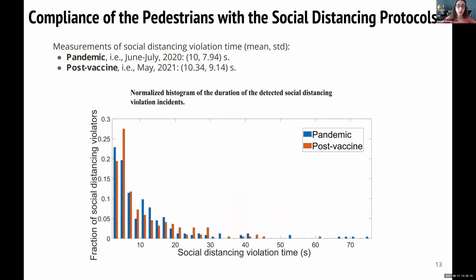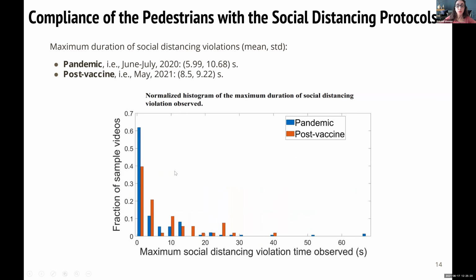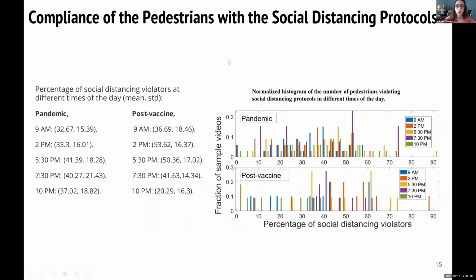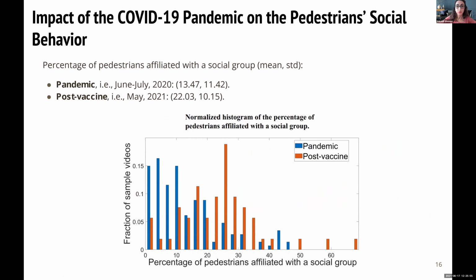We also have the same plot for the social distancing violation time and also the maximum social distancing violation that was observed, that I'm going to skip because of the time. Also, this is the result for different times of the day. For example, for pandemic videos, if you look at 2 p.m., around 33% of pedestrians violate social distancing. However, for post-vaccine videos, this number grows to 54%.